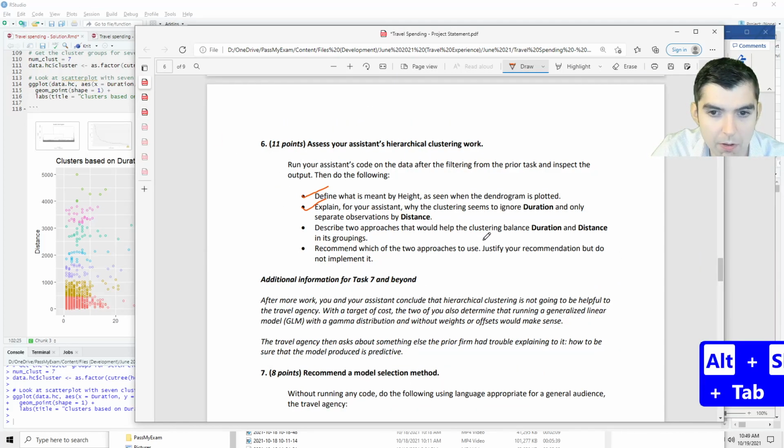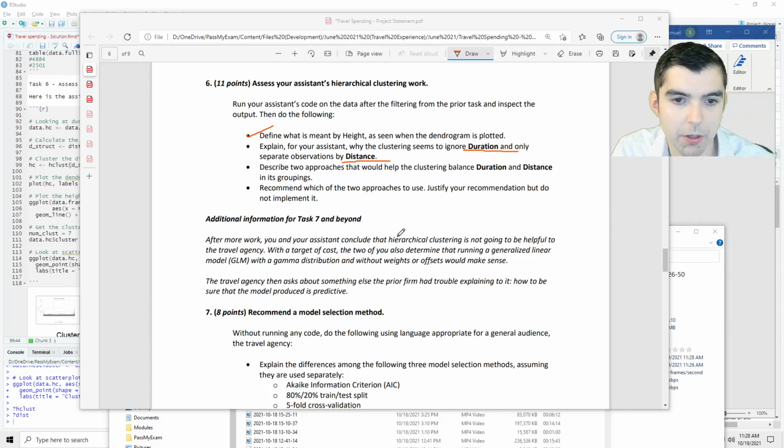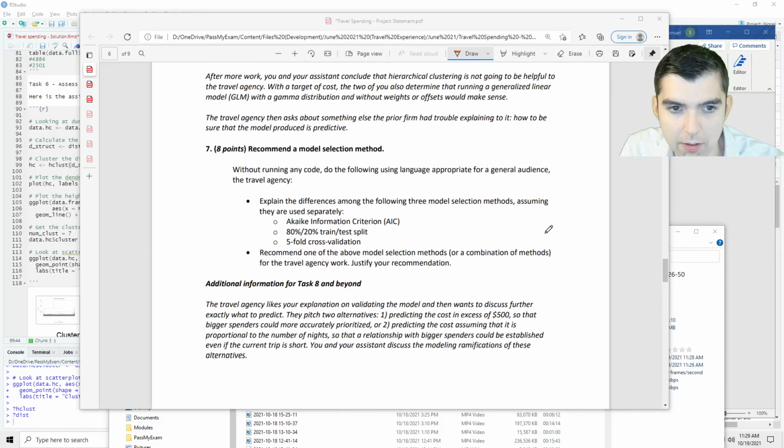Describe 2 approaches that would help the clustering balance duration and distance in its groupings. Additional info for task 7 and beyond. After more work, you and your assistant conclude that hierarchical clustering is not going to be helpful to the travel agency. With the target of cost, the two of you also determine that running a generalized linear model, GLM, with a gamma distribution and without weights or offsets would make sense. The travel agency then asks about something else the prior firm had trouble explaining: how to be sure that the model produced is predictive. Task 7, 8 points.